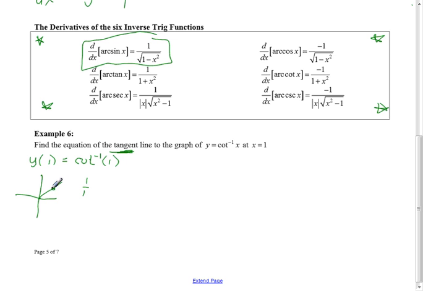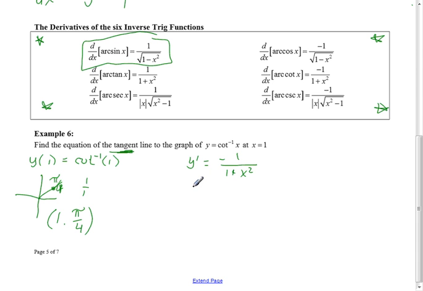We have that at pi over 4, because that's square root of 2 over 2, square root of 2 over 2, so the tangent is 1. So we figured out a point: 1, pi over 4. Now all we need for our equation is the slope, so we have to do the derivative. The derivative of inverse cotangent, or arc cotangent, is negative 1 over 1 plus x squared.